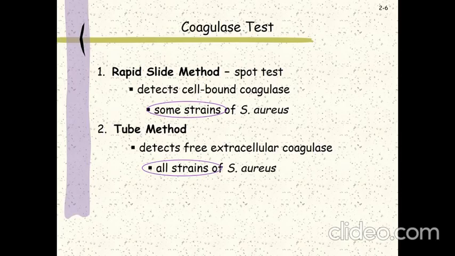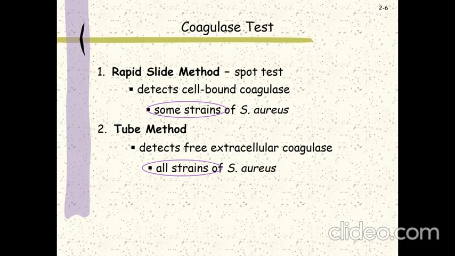The rapid slide method will work on some strains of Staphylococcus aureus, and this is great because it's quick if we need a quick identification. We want to get that diagnosis for the patient as quickly as possible so they can get targeted treatment. So rapid slide, some strains, but if we don't get it, that doesn't mean it's a negative for Staph aureus. We would then need to do the tube method because all strains will show up positive with the tube method.